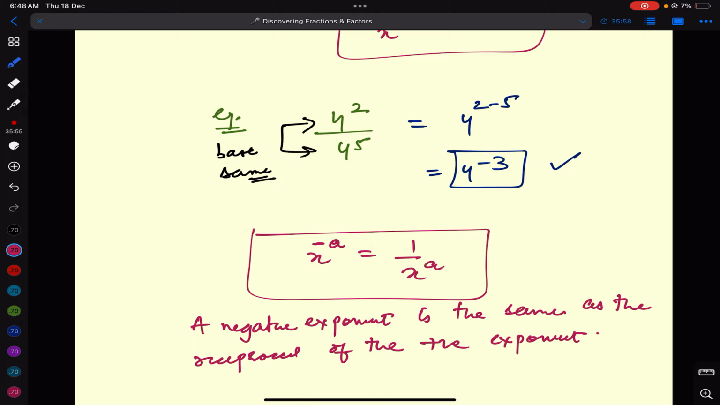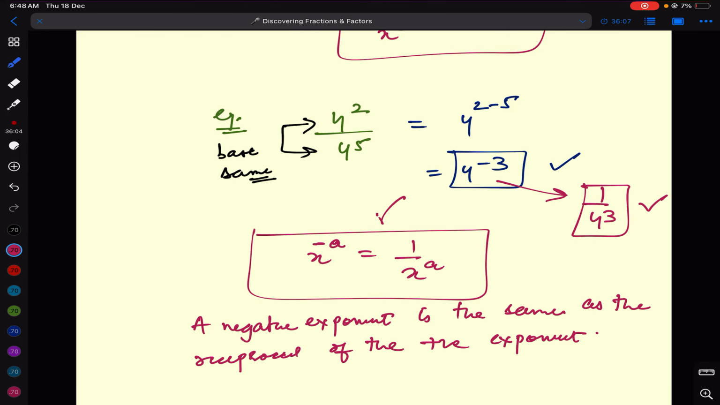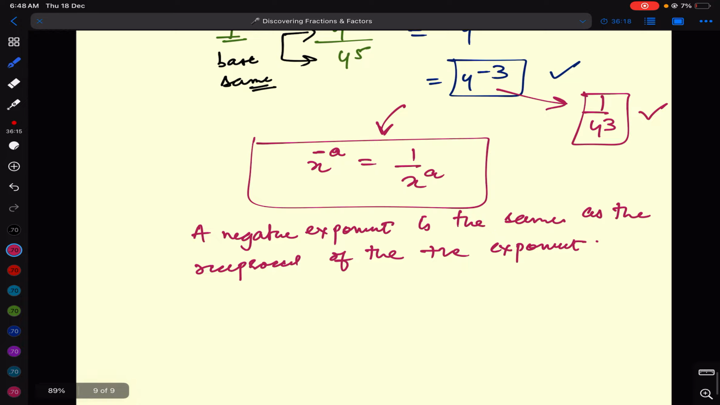Okay, so a negative exponent is basically the reciprocal of a positive exponent. So now this can be written as 1 over 4 to the 3, by making use of this rule. Clear? So whenever there is a negative exponent, and you want to simplify that to a positive exponent, you can take the reciprocal, and that's how you'll be able to write it in the form of a positive exponent.